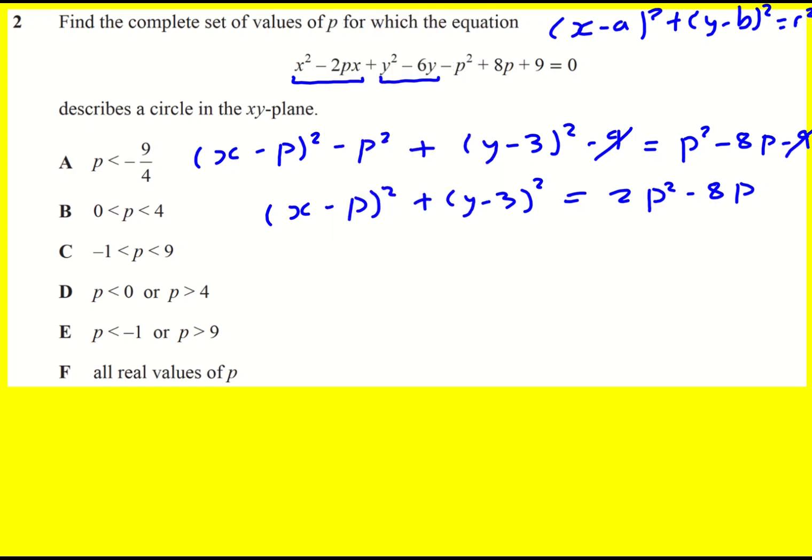So there's no problem with the center being at (p, 3). That is not going to restrict us in any way. We're just told it's in the xy plane. There's no conditions like it has to not go into one of the quadrants. You sometimes see that.